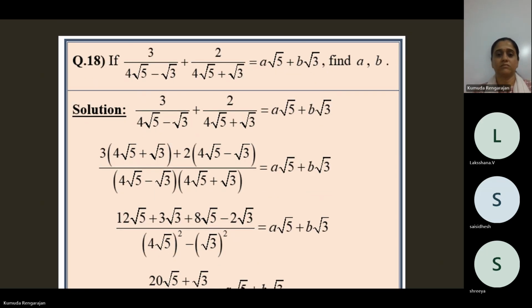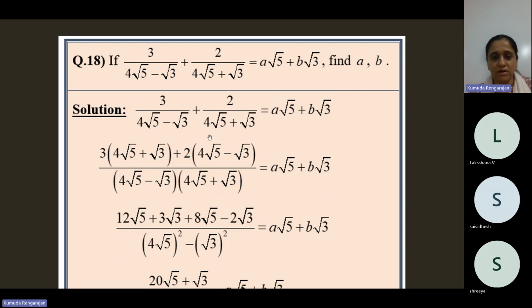All right. You can see the solution here. So you can see the common denominator. Just multiply the denominators. That's a common denominator. First write out the question. This is the question given. Write that out. Then the next step, common denominator. In the first term, the denominator is 4 root 5 minus root 3. So you need to multiply the numerator 3 with 4 root 5 plus root 3.